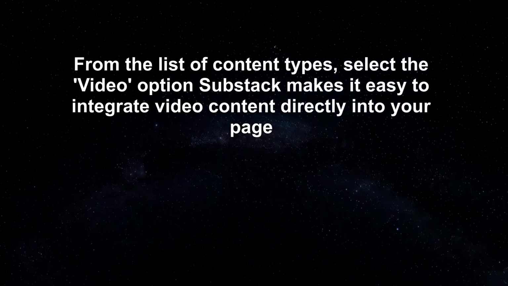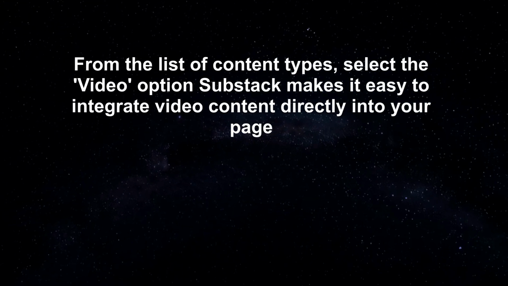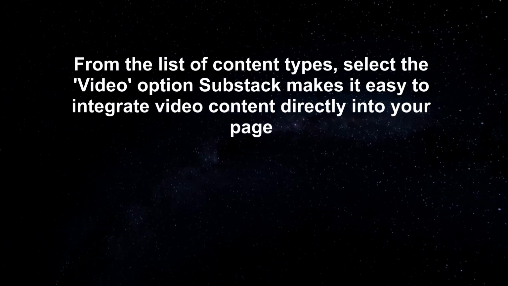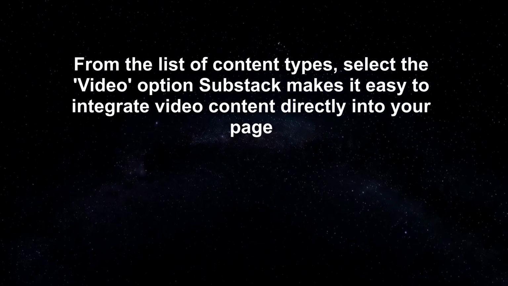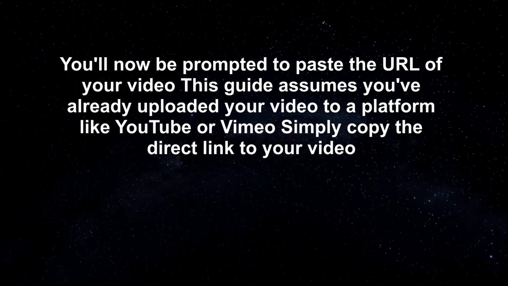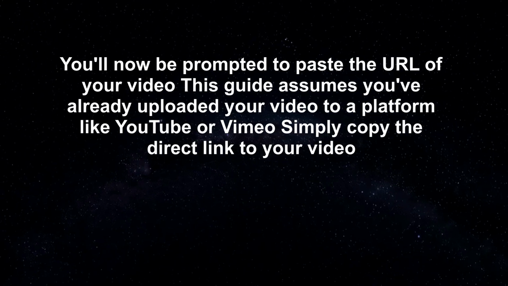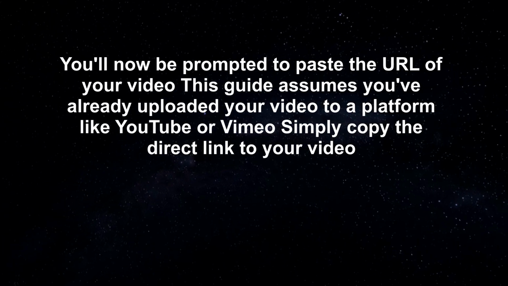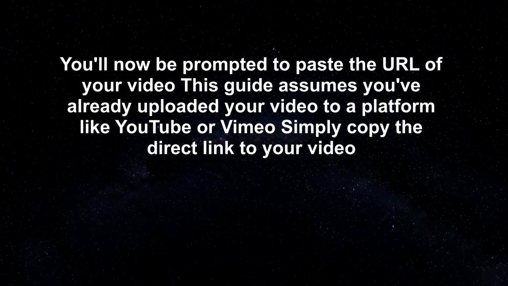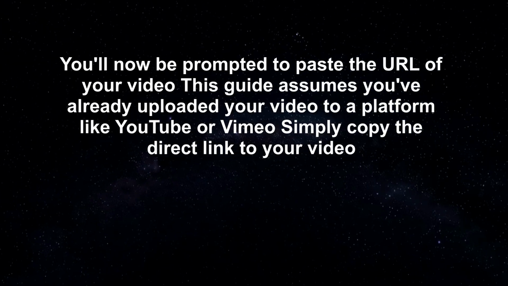From the list of content types, select the Video option. Substack makes it easy to integrate video content directly into your page. You'll now be prompted to paste the URL of your video. This guide assumes you've already uploaded your video to a platform like YouTube or Vimeo. Simply copy the direct link to your video.